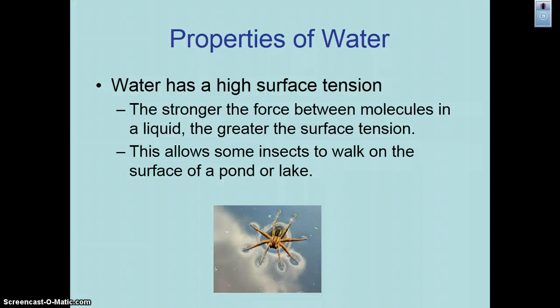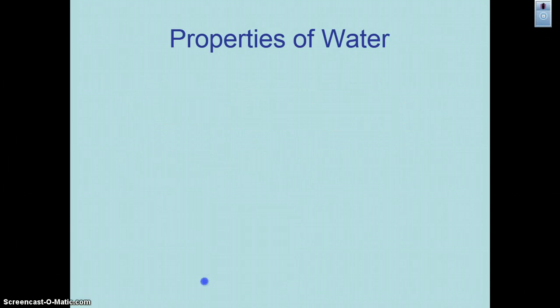It also has a very high surface tension because of this hydrogen bonding. And the forces between the molecules are so great that the surface tension is great. And this is a picture of a water spider or a strider, and you'll notice that it doesn't have enough mass to break the surface tension of the water that it's on.